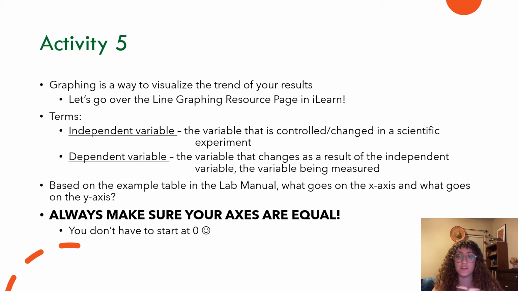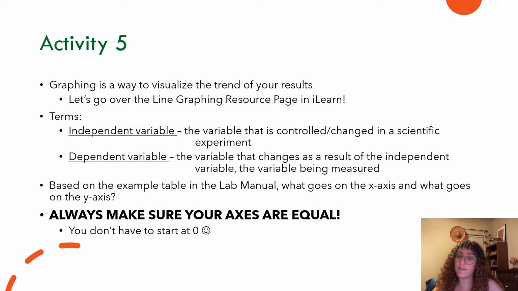And you don't have to start at 0. So if all your data points start at 30, there's no point in starting at 0 and going all the way up to 30. Just start at 30. And it's totally fine to have your first tick on your axis be a number that isn't 0 as long as it increases in equal increments after that. That's the main point to take away from this.